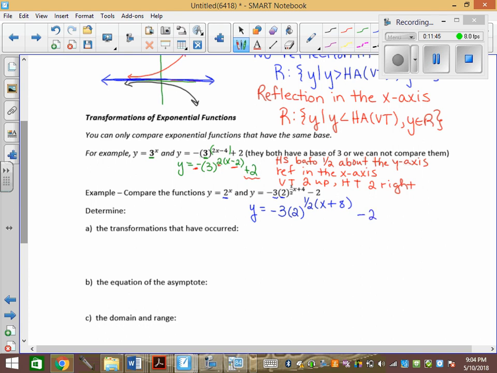Okay? So list the transformations. Well, I have a 3 in front. That 3 in front is a vertical stretch by a factor of 3 about the x-axis. It's always in the opposite axis. This half, I have a horizontal stretch by a factor of the flipped version, so 2 about the y-axis.